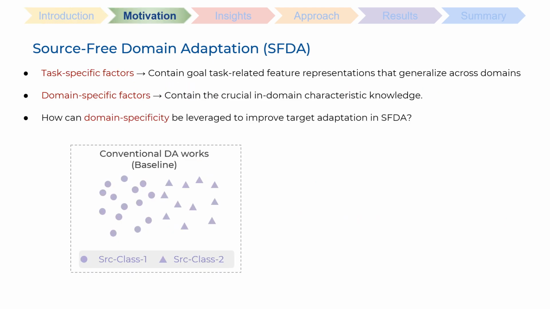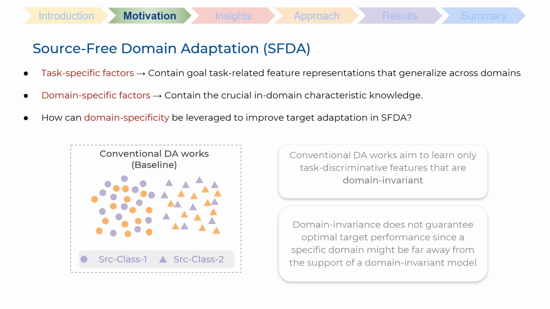the source model. For domain adaptation, a model requires learning of task-specific factors that represent the goal task-related features and domain-specific factors that represent the domain-related features. Conventional DA algorithms only focus on learning the task-specific factors that are domain invariant. However, domain invariance does not always guarantee the best performance since domain-specific models preserve the crucial in-domain characteristics that help the adaptation process. Hence, in our work, we address the key question: how do we develop a framework that enables us to leverage domain specificity for SFDA?